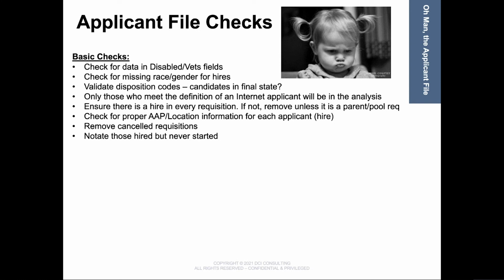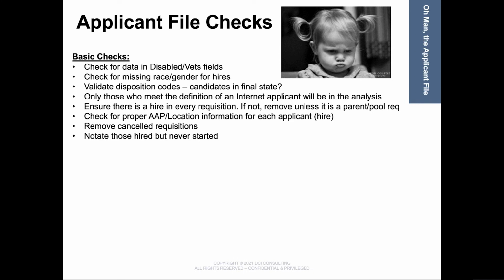So we need to be able to understand your disposition codes and know who meets that definition and who does not. So your codes are really important. Ensure there's a hire in every requisition. If not, we're going to remove it unless it's a parent rec or a pool rec, and then it stays in. Check for AAP locations, remove any canceled requisitions, and then notate those that were hired but never started.